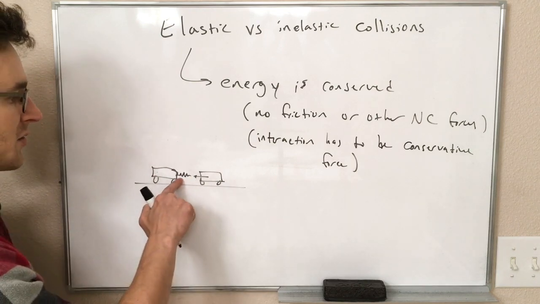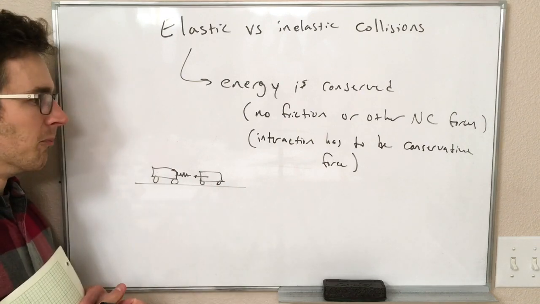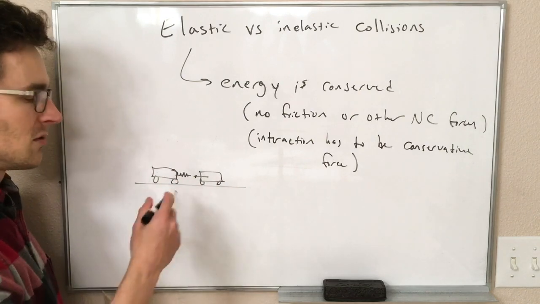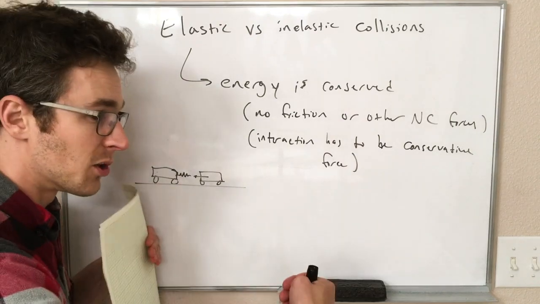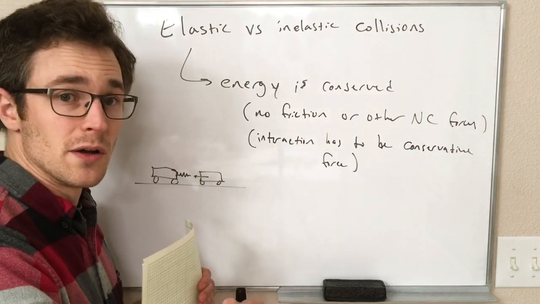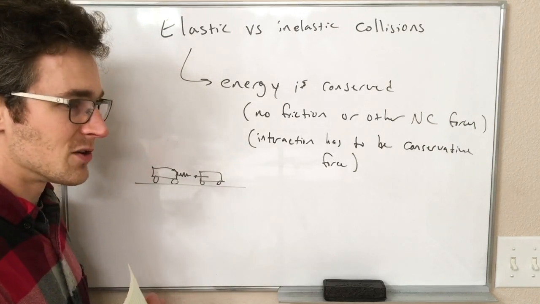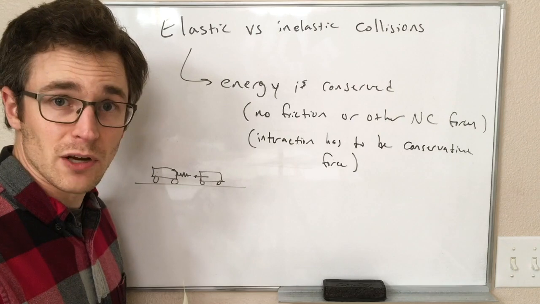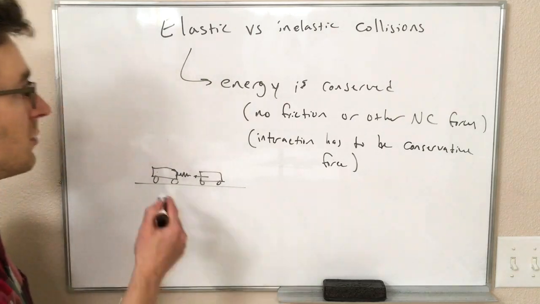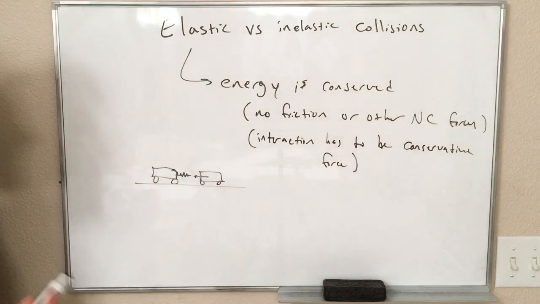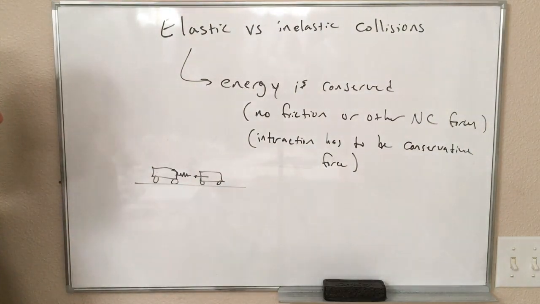So if this cart has a little spring that this cart runs into and compresses, whatever force between those carts is going to compress the spring and store some energy. And we know from chapter 7, energy conservation, that we're going to get all of that energy back, right? If there's no friction or forces like that, we're going to get all of that energy back. So this would be an example of what an elastic collision would look like.